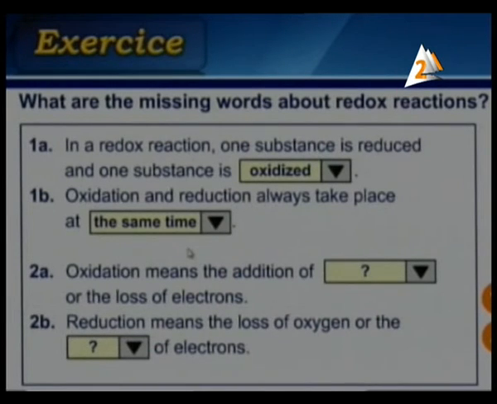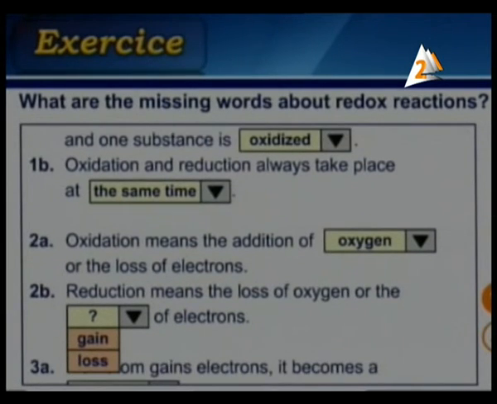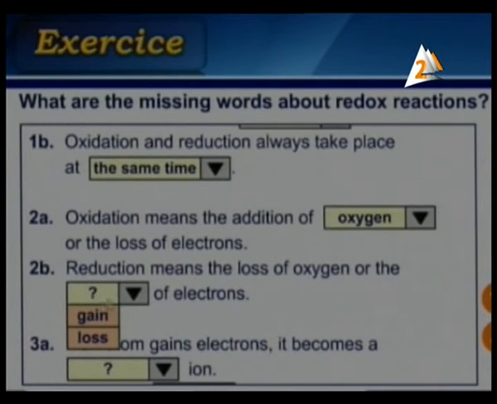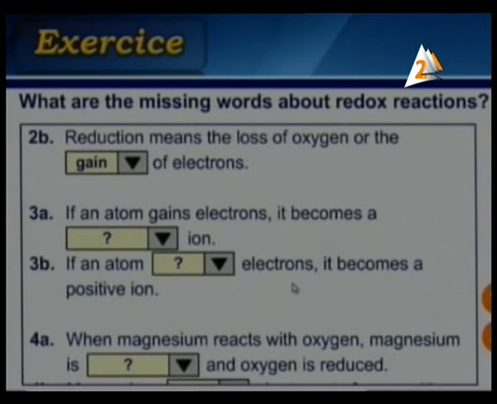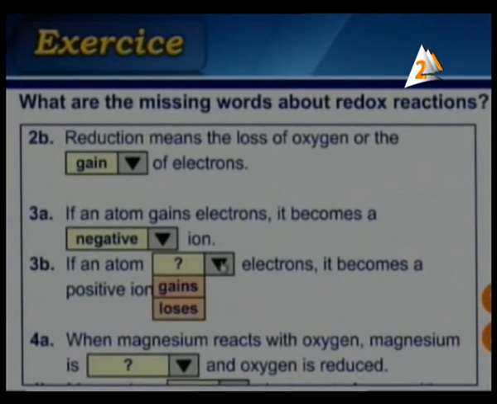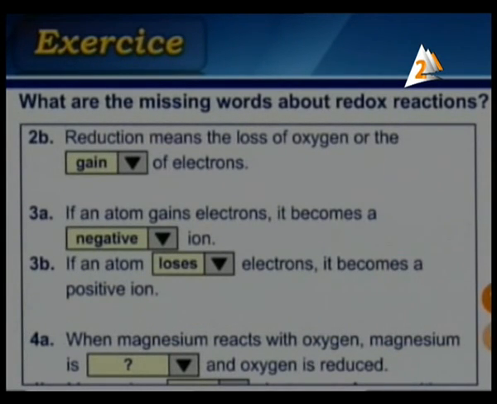It's good. What about: oxidation means the addition of oxygen or loss of electrons? Oxidation means the addition of oxygen. It comes from its name. Oxidation is increasing oxygen. What about 2B? Reduction means the loss of oxygen or the gain or loss of electrons? I think reduction means gain of electrons. It's good. But if an atom gains electrons, it becomes what ion, positive or negative? This is a negative ion. If the atom gains electrons, it changes into a negative ion. But if an atom loses electrons, it becomes a positive ion. There is a big difference between them.